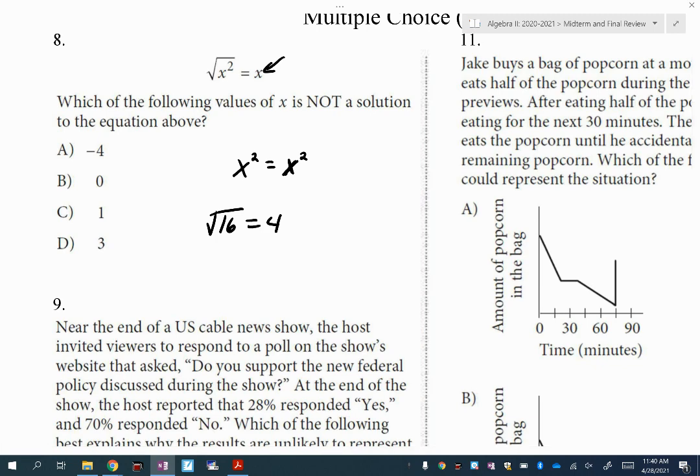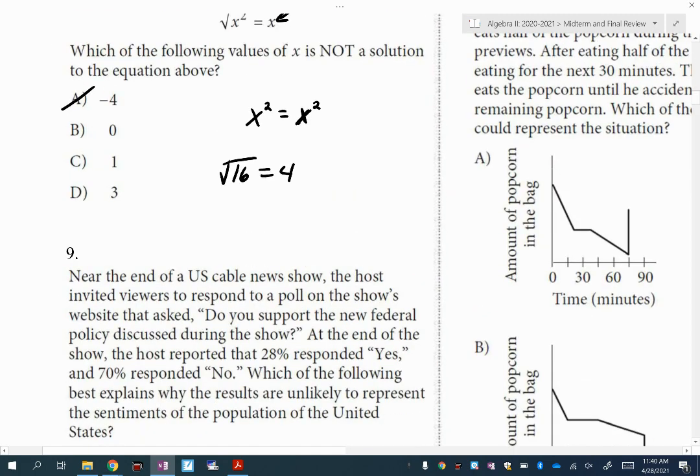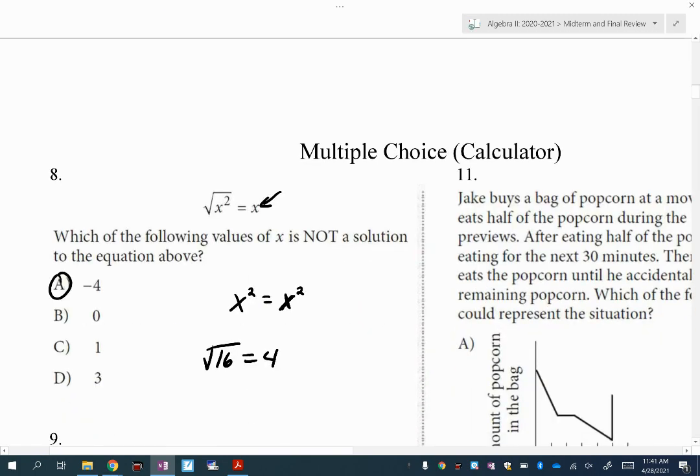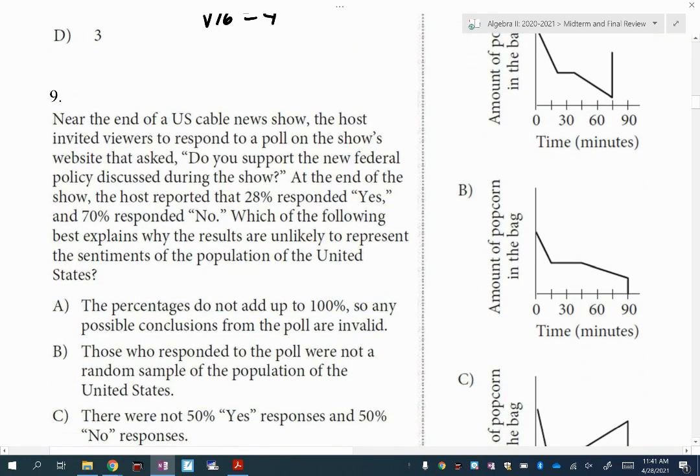So 4 does not equal negative 4. So A is going to be one of those extraneous solutions. All right, all the other ones will work. No, I shouldn't have crossed it out. Sorry, that meant that's the answer. There we go.